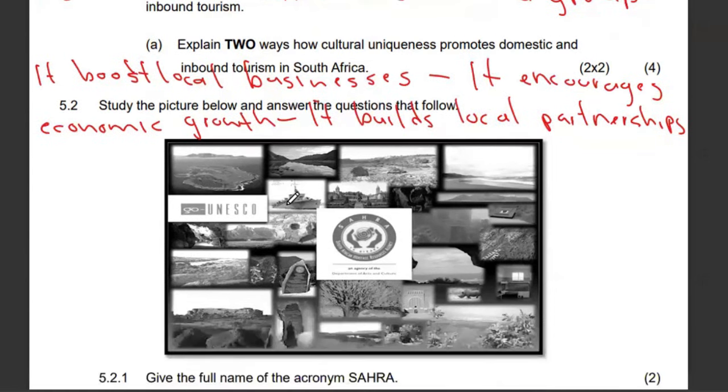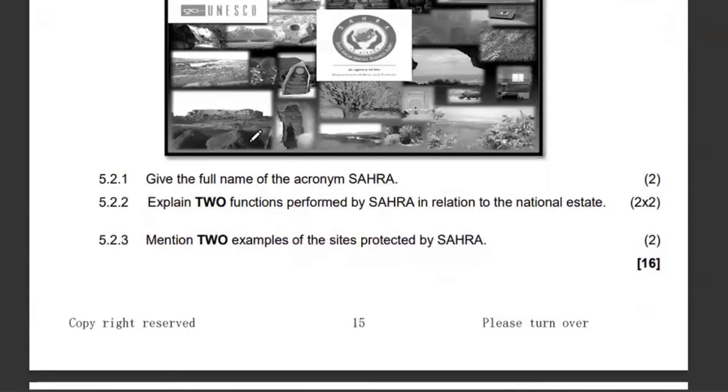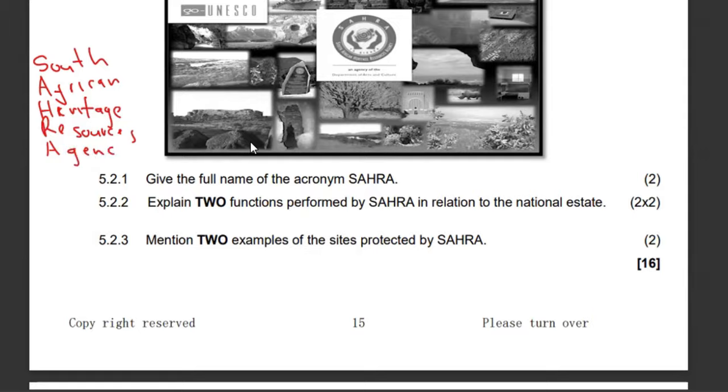So then we have the UNESCO and the SADC. Give the full acronym of SADC. SADC refers to the South African Heritage Resources Agency. So SADC refers to South African Heritage Resources Agency.